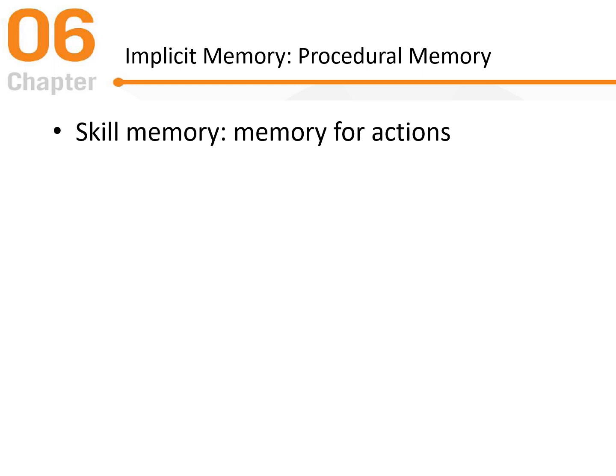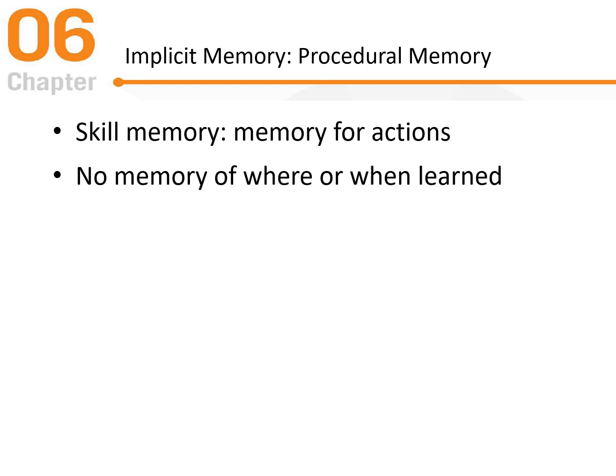So again, we have our procedural or skill memory. So this is, again, memory for actions like riding a bike. Now, a lot of times we have no memory of where or when we learned that. I really couldn't tell you when I learned to ride a bike. I know I did, and I know my dad helped me, but I don't really have a memory of when I learned it exactly or how I learned it exactly. I just know that I did.